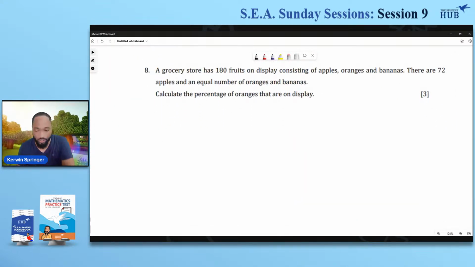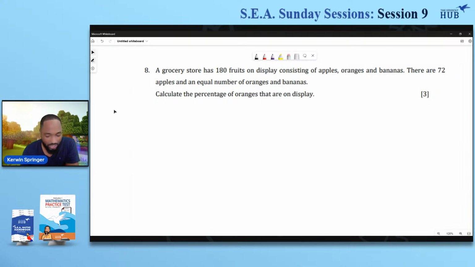A grocery store has 180 fruits on display, consisting of apples, oranges, and bananas. Which out of these fruits, which one do you like the most? Out of the apples, oranges, and bananas. There are 72 apples and an equal number of oranges and bananas. Calculate the percentage of oranges on display.